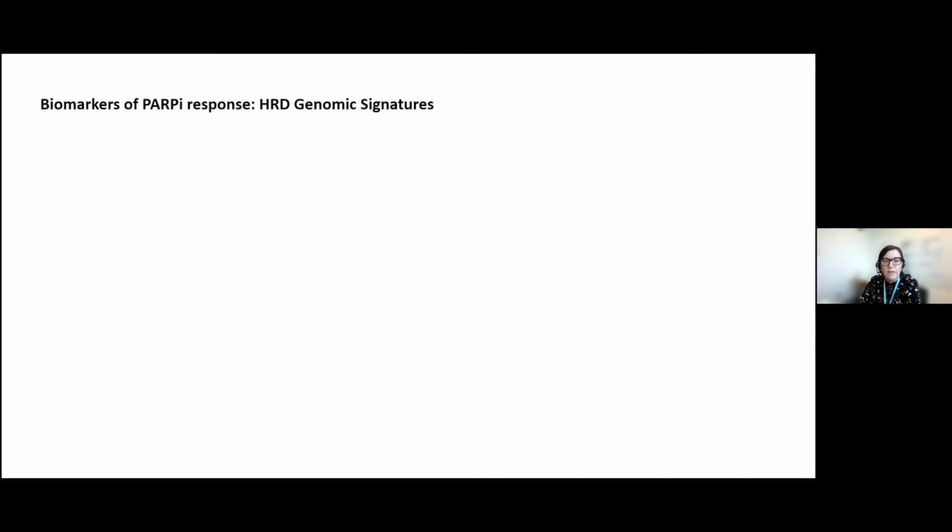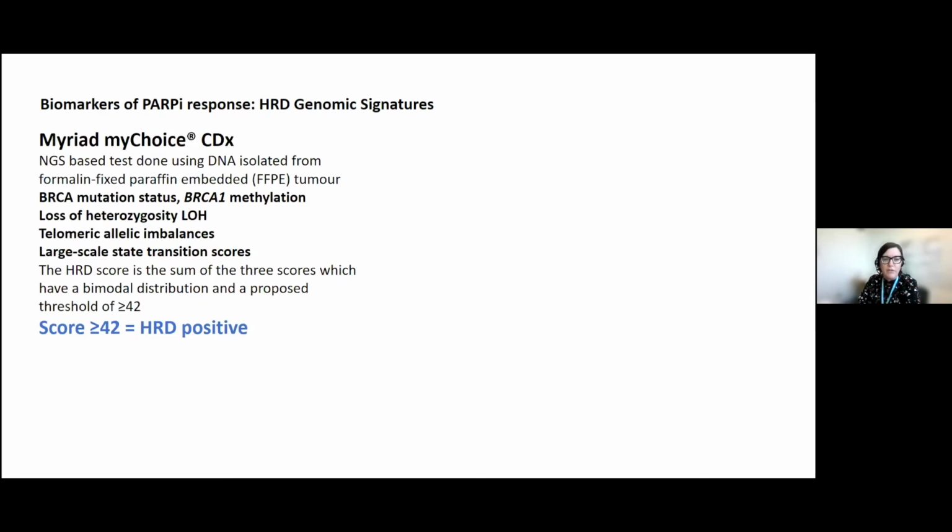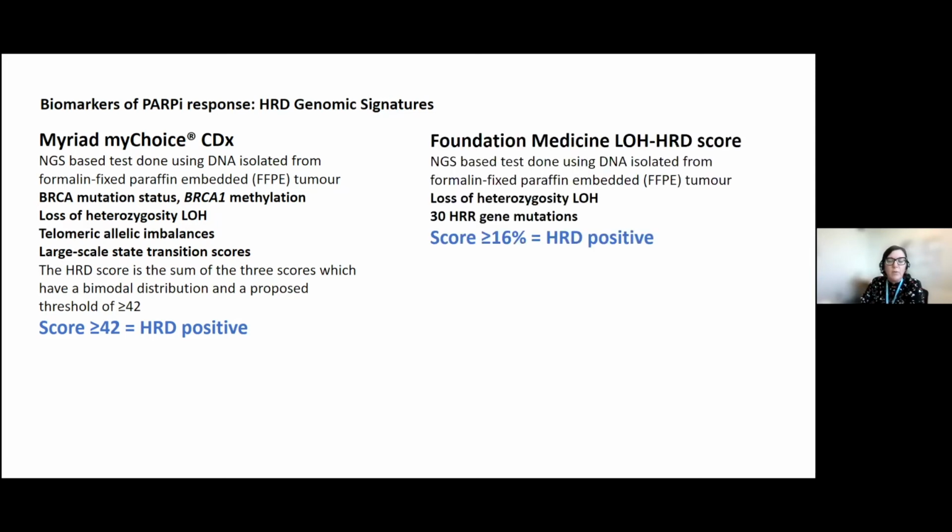In terms of HRD testing, there are a number of genomic signatures and tests which are now established and used as companion diagnostics with approvals in ovarian cancer. We've got the Myriad MyChoice assay, which I'm not going to go into a lot of detail on, but through analysis of FFPE tissue you end up with a score which can be greater or less than 42, and therefore you have HRD positivity. We've got the Foundation Medicine LOH HRD score, which is based on a cutoff of 16%, suggesting HRD positivity.